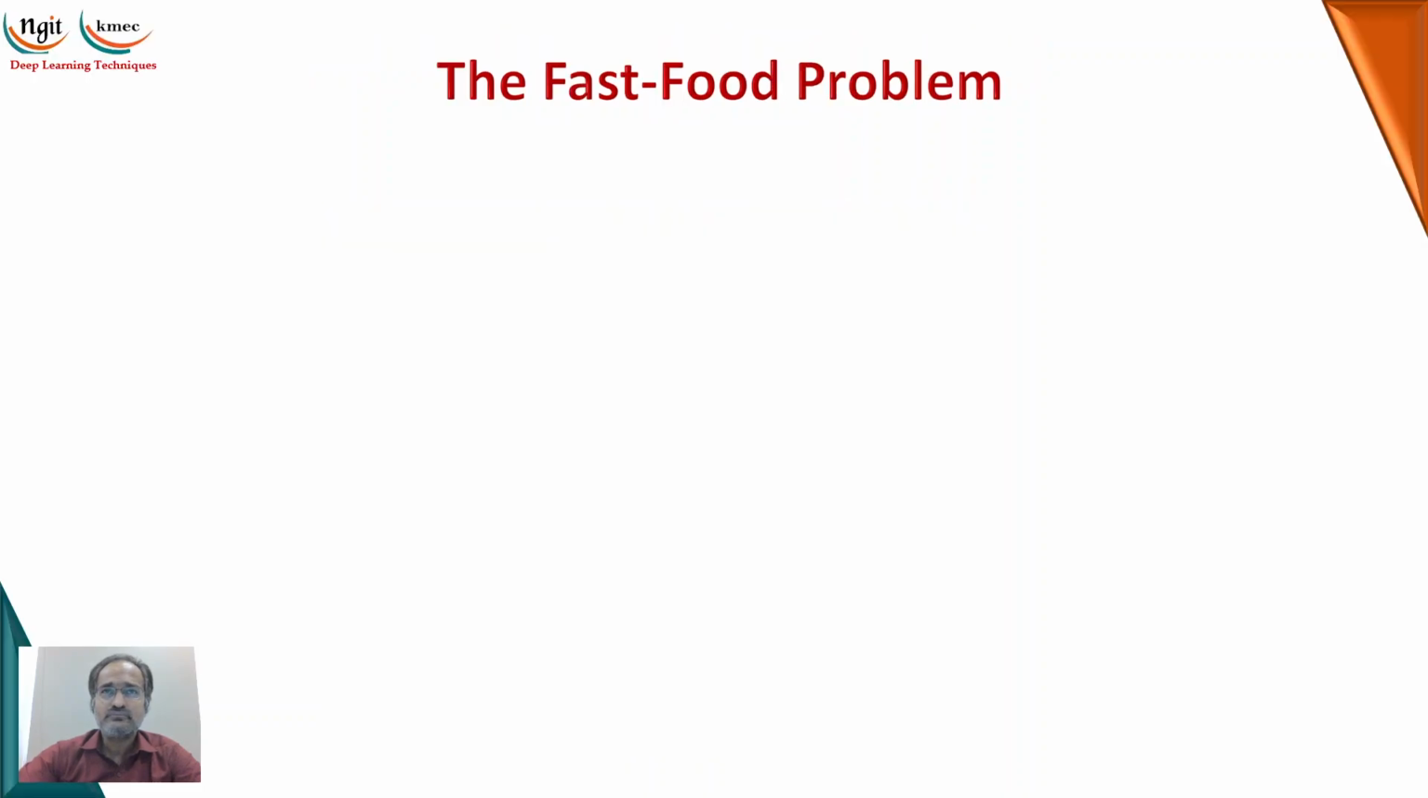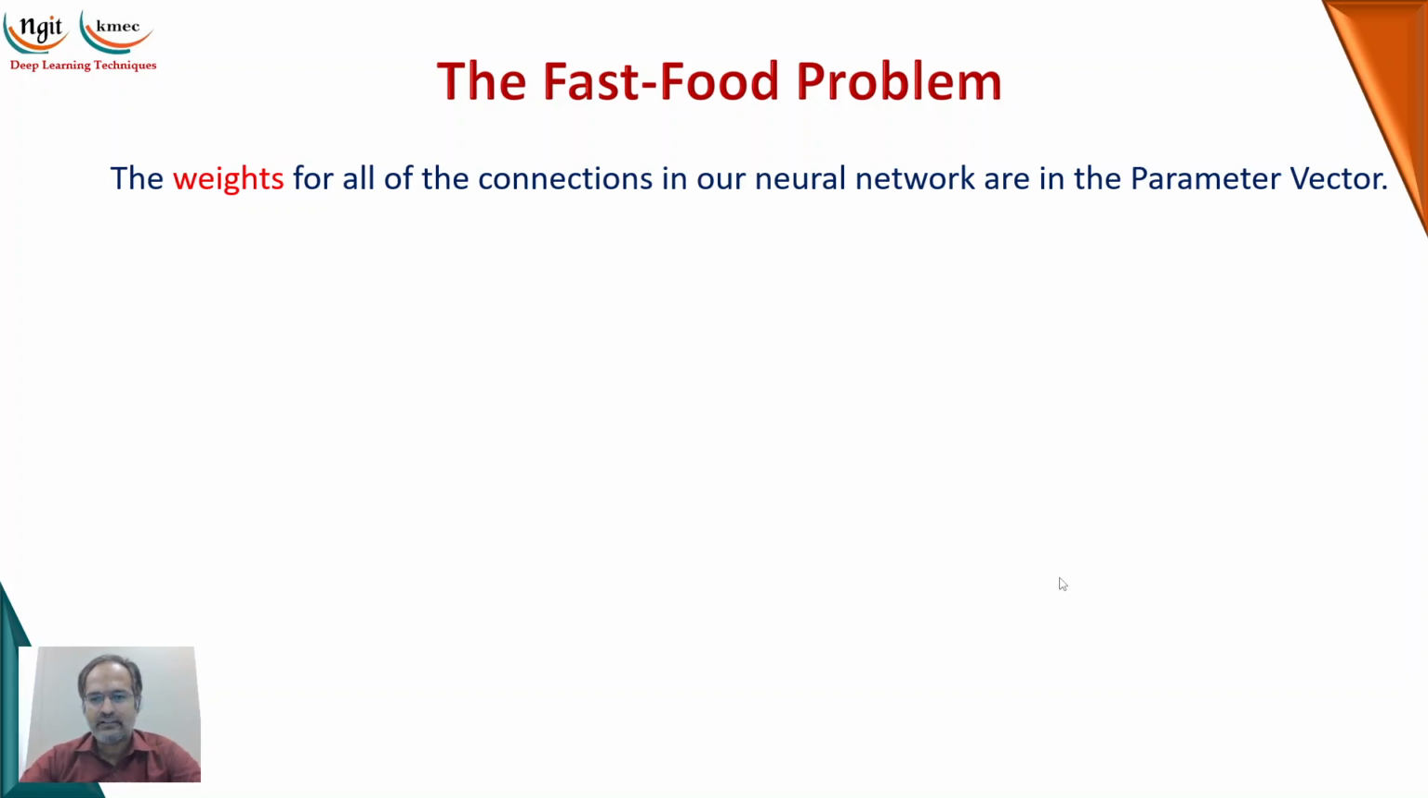Now, the fast food problem we have taken as an example. It may be the fast food problem or anything. If you have a data set and you want to handle it by using a model, we have to use the weights. The weights for all the connections in our neural network are the parameter vector. We will have the parameter vector, and in that we will maintain the weights. What are those weights? They are the supporting values for whatever input you are giving.